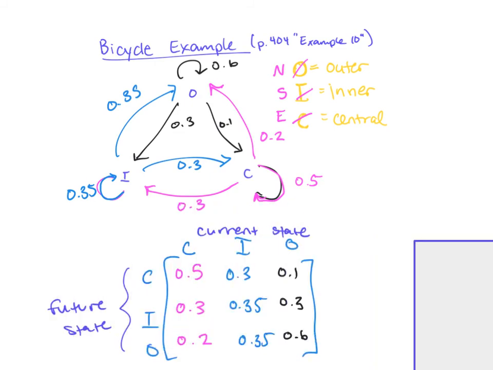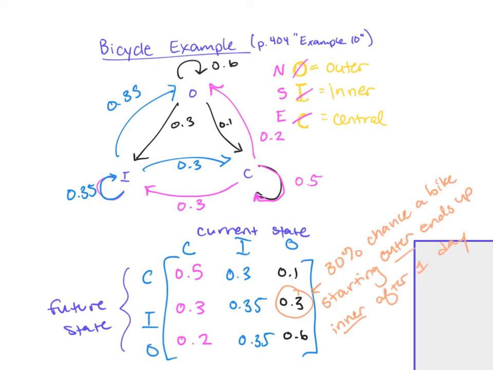But this then becomes the matrix that you can use. So this number right here would mean that there is a 30% chance that a bike that starts in the outer ends up in the inner after 1 day. And then if you want to figure out what happens after like 15 days, you could just take this matrix and raise it to the 15th power, and then you could find that out.